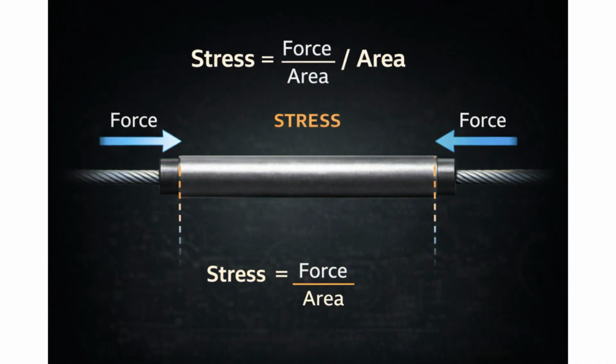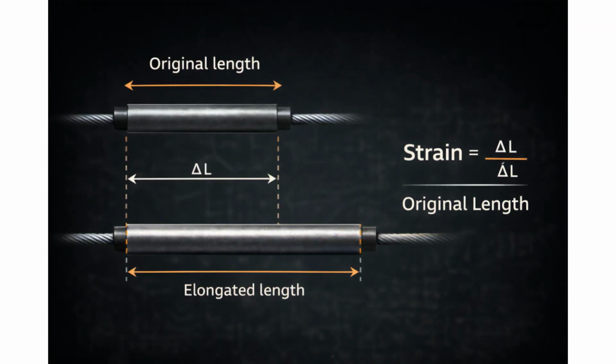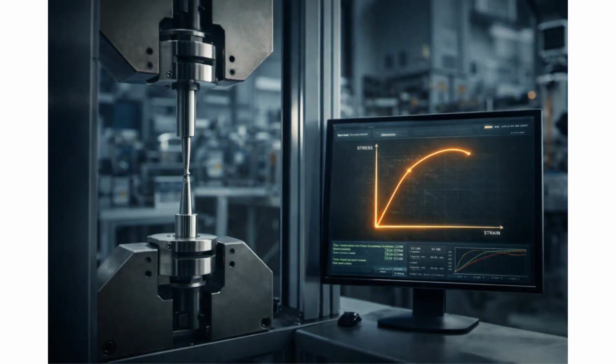Before the diagram, we need two basic ideas. Stress is force applied per unit area. Strain is deformation divided by original length. Stress tells us how hard we pull or push. Strain tells us how much the material stretches or compresses. When we slowly pull a material and record stress on one side and strain on the other, we get a stress-strain curve. This curve tells us how strong the material is, how flexible it is, when it will permanently deform, and when it will finally break.